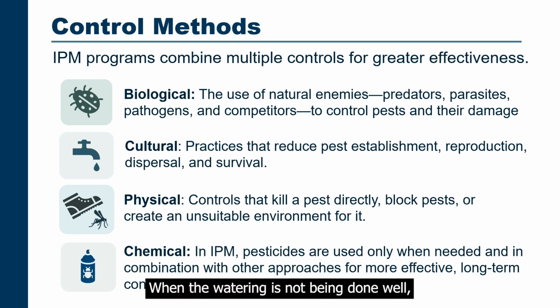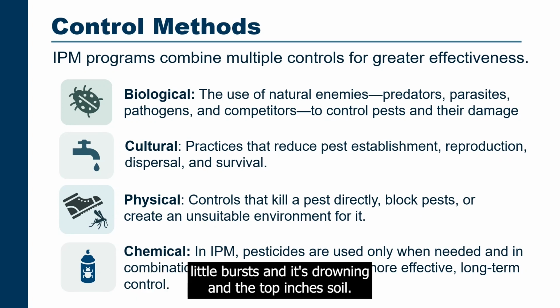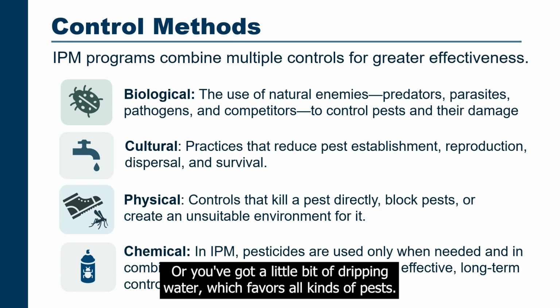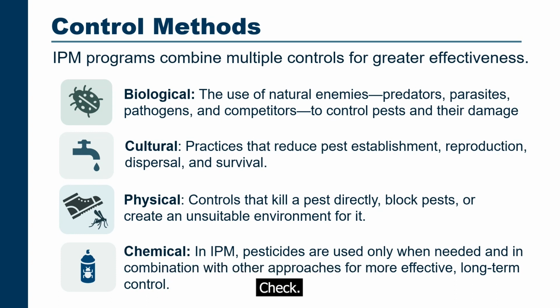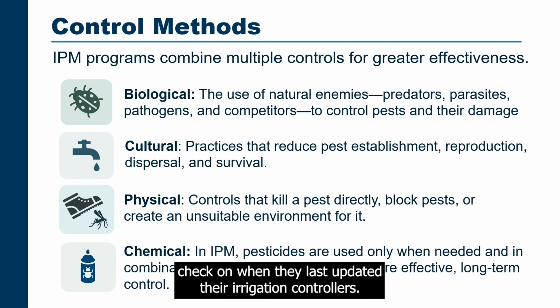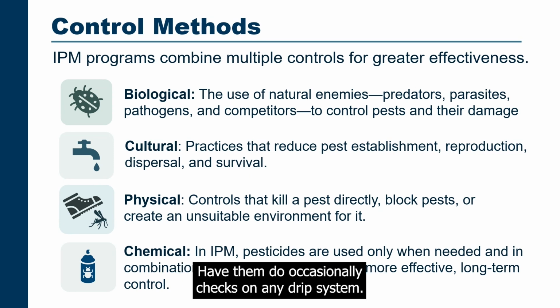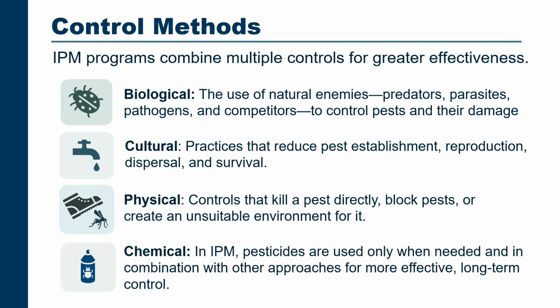Cultural, there's no coincidence that there's a dripping tap on that. When the watering is not being done well outside, pests come inside. They're drowning outside because the water is going off all the time for short little bursts and it's drowning in the top inch of soil. Or you've got a little bit of dripping water, which favors all kinds of pests. Have your maintenance staff check on when they last updated their irrigation controllers. Have them do occasional checks on any drip system, make sure nothing is broken, missing, or destroyed.